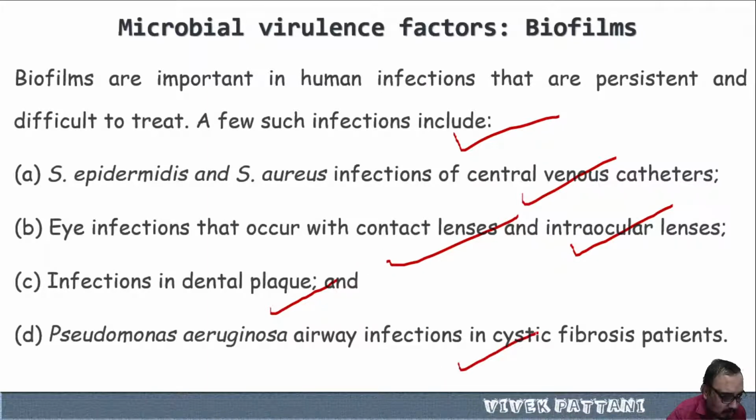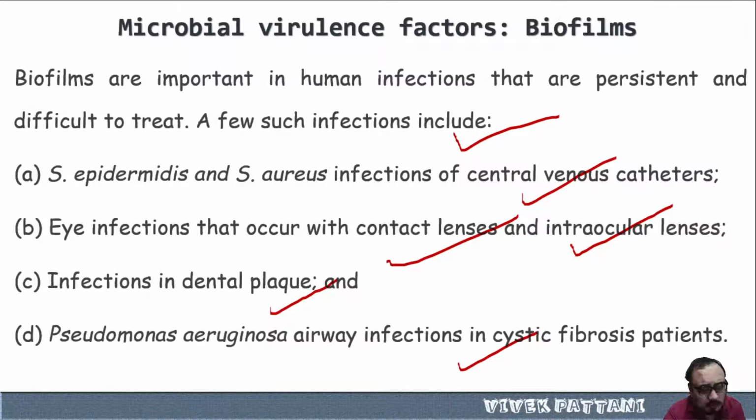And the next one is Pseudomonas aeruginosa airway infections in cystic fibrosis patients. So this is how biofilms are involved in infections.